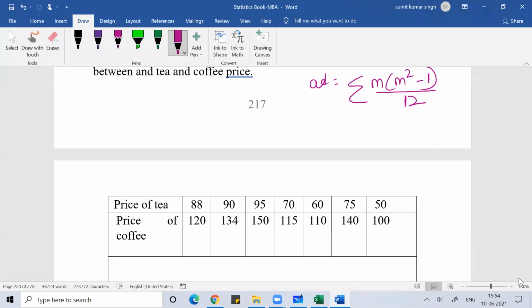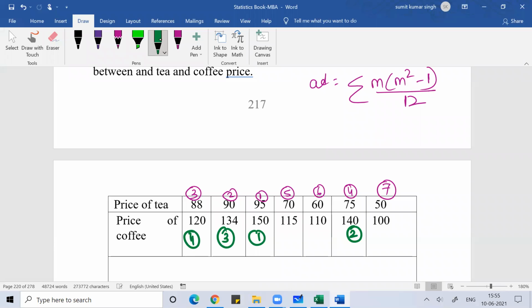Here the price of tea is given, and the price of coffee is given. So I'll give ranks: rank 1, rank 2, rank 3, rank 4, rank 5, rank 6, rank 7. So I've given the rank to the price of tea. In the same way I'll give rank to the price of coffee: rank 1, 150, rank 2, rank 3, rank 4, rank 5, rank 6, rank 7. Can you understand this, guys?